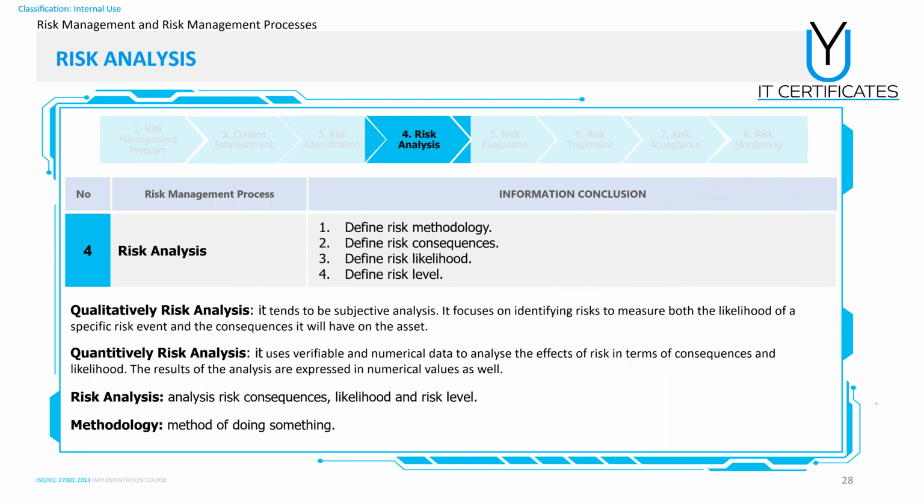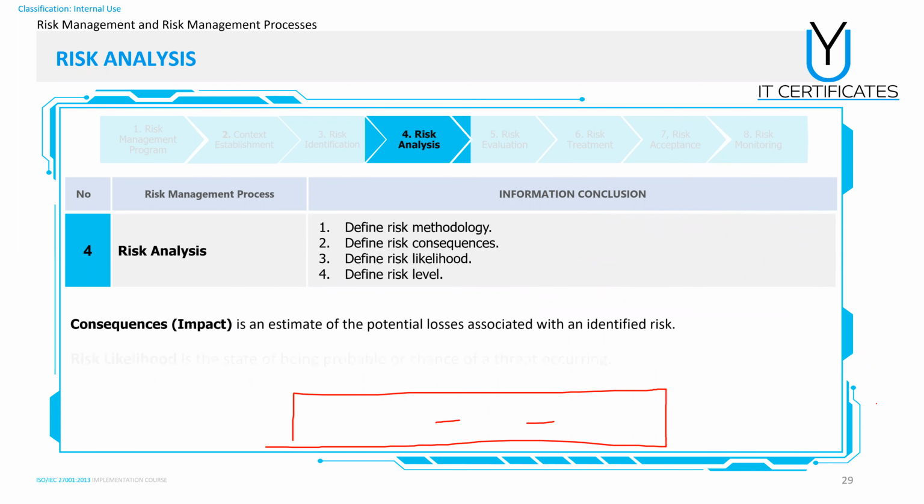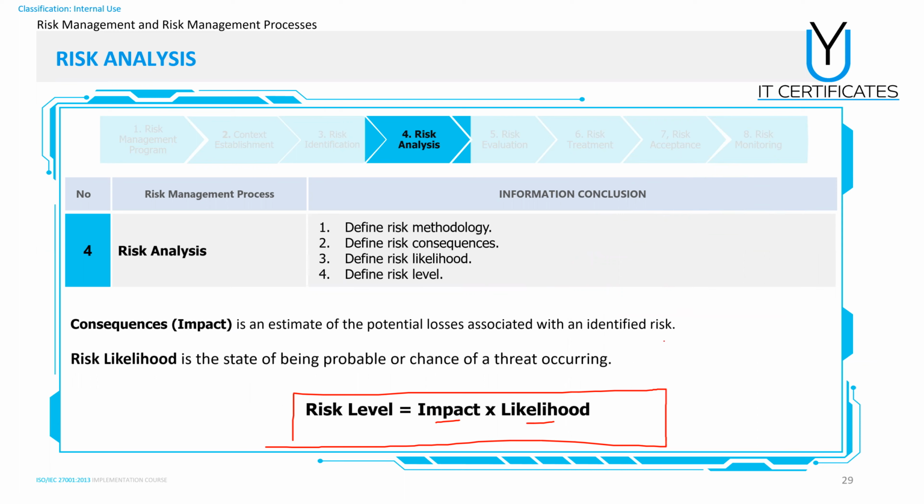If I want to calculate the risk level, it will be impact 3 and likelihood 3. Then the risk level will be 9 for the flooding type. To understand the risk level, let's take another example.